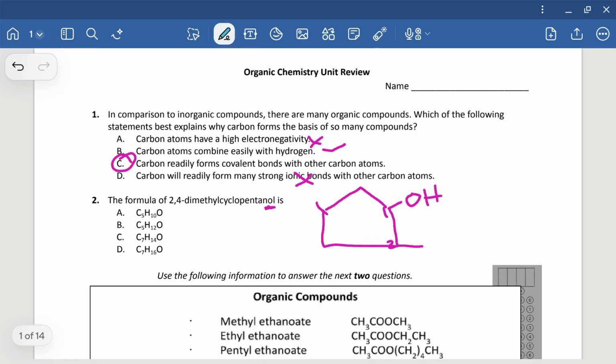So I definitely have 5 carbons, 1 oxygen, and once I count all of my hydrogens, so 1 here, there would be 1 on this carbon, there would be 1 here, 2 here, 1 here, 3 on the methyl groups, and 2 up there. So once you add those all together, you get 14 hydrogens. So this answer would be C.